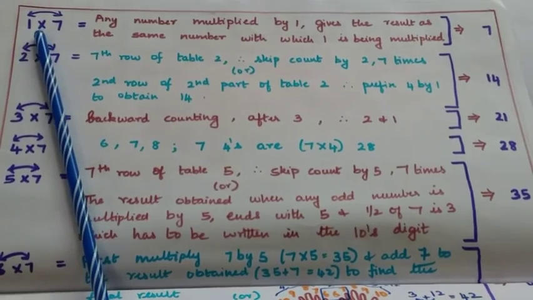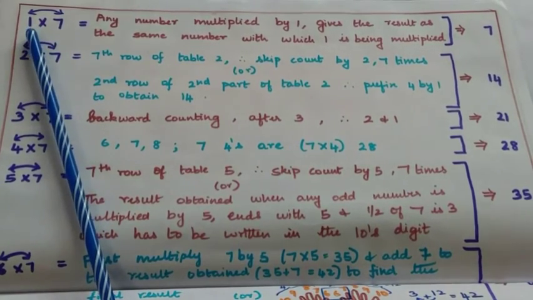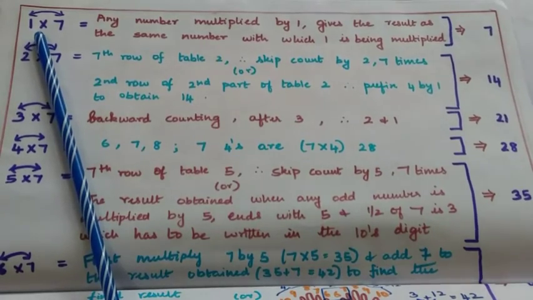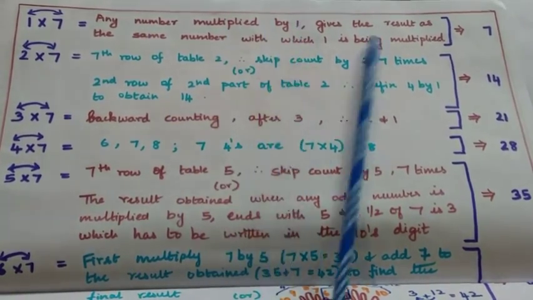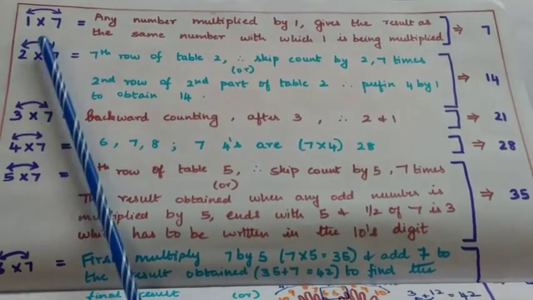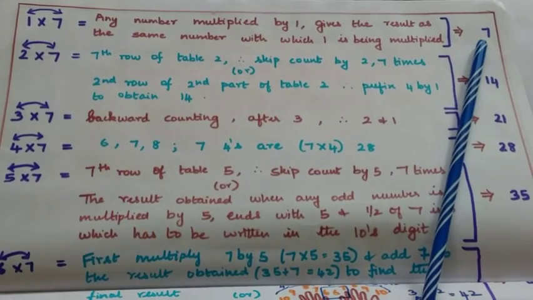Now let's take the first row where 1 needs to be multiplied by 7. Since we know that the result of 1 into 7 is the same as 7 into 1, we can use the trick that we use for learning table 1, where any number multiplied by 1 gives the result as the same number with which 1 is being multiplied. Now since here 1 is being multiplied by 7, the result of 1 into 7 is the same 7.